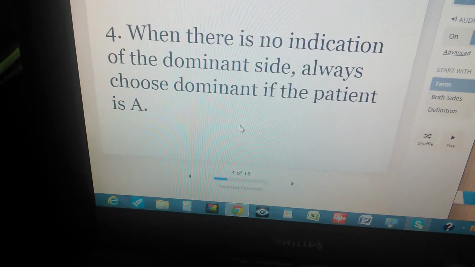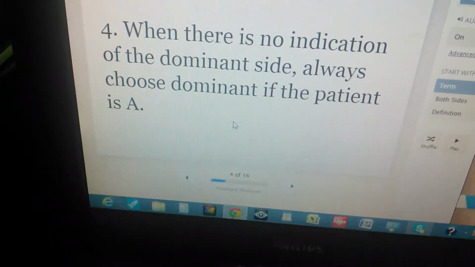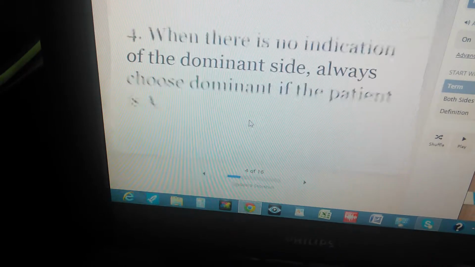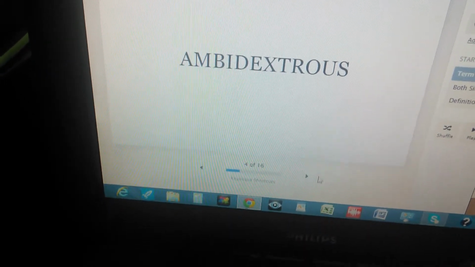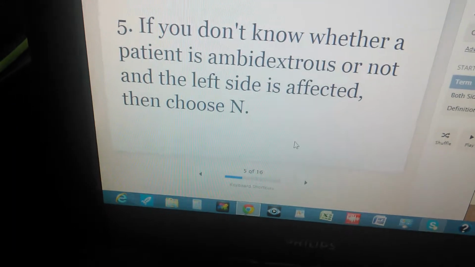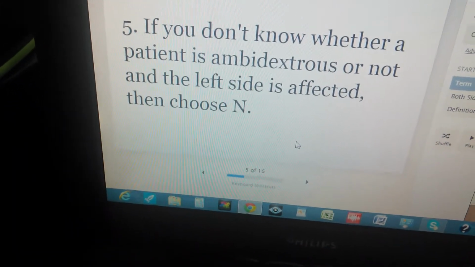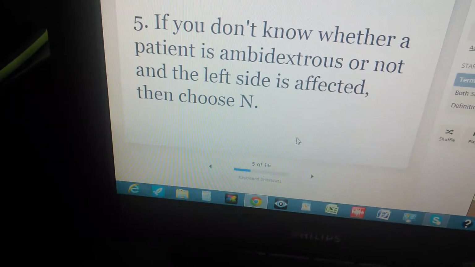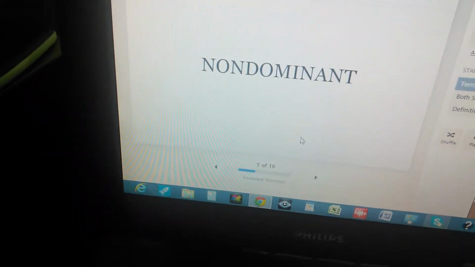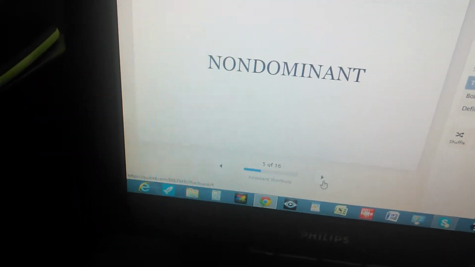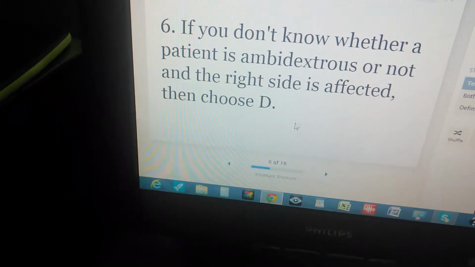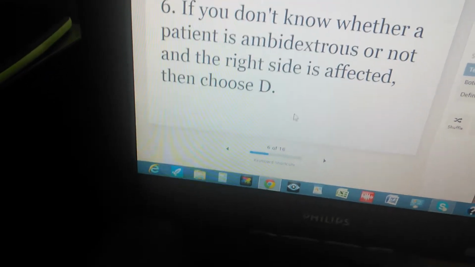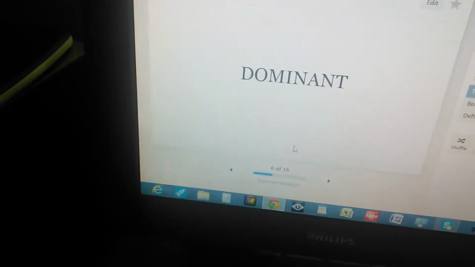When there is no indication of the dominant side, always choose dominant if the patient is A. Ambidextrous. Okay. If you don't know whether a patient is ambidextrous or not, and the left side is affected, then choose N. Non-dominant. Next question. If you don't know whether a patient is ambidextrous or not, and the right hand is affected, then choose D. Dominant.